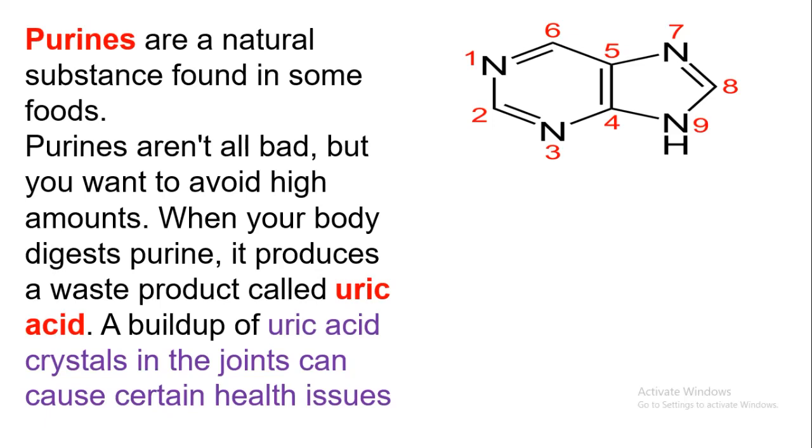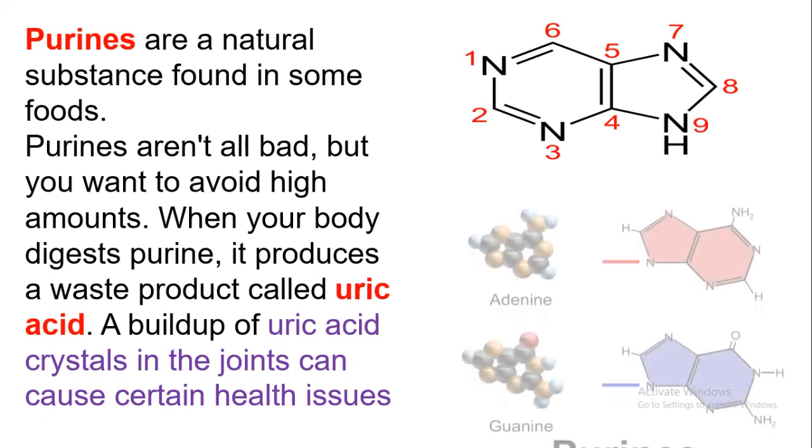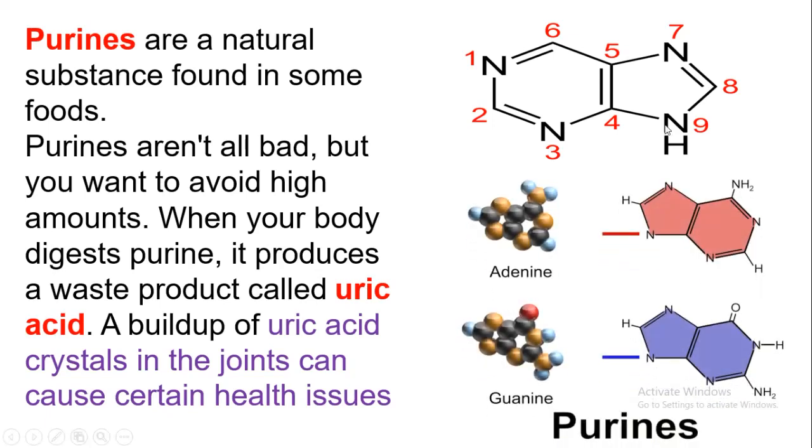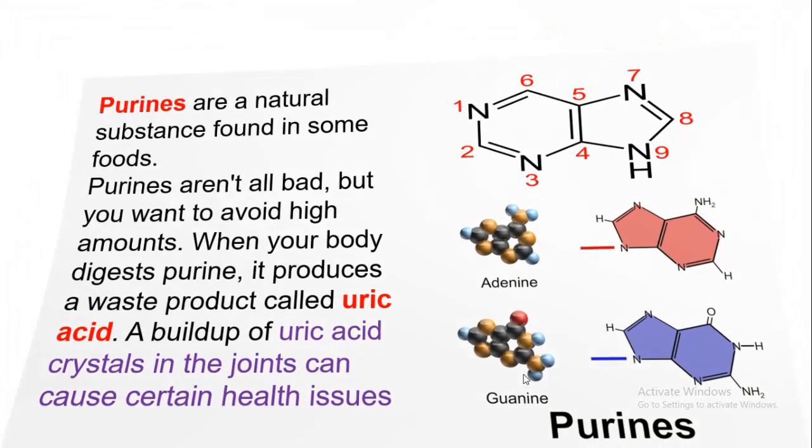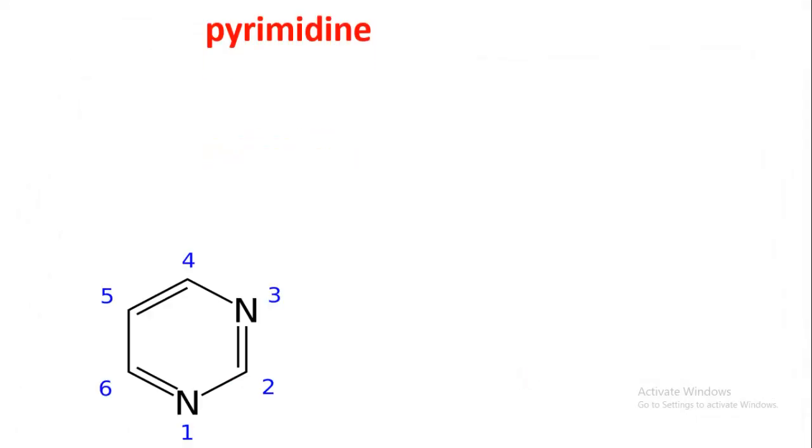So that's the structure of a purine. You need to understand that a purine has how many? It has 2 ring structures. These numbers are not for decoration. They are important. So examples of purine you can talk about are adenine and guanine. Adenine and guanine are examples of purines.